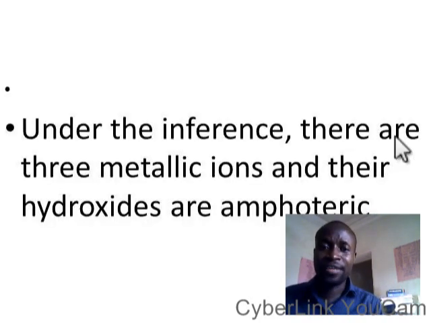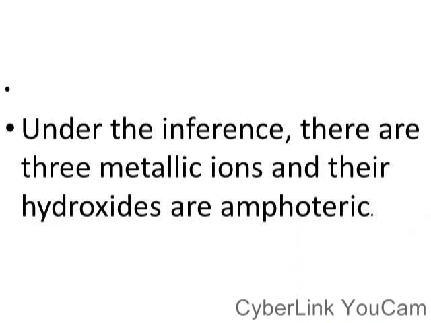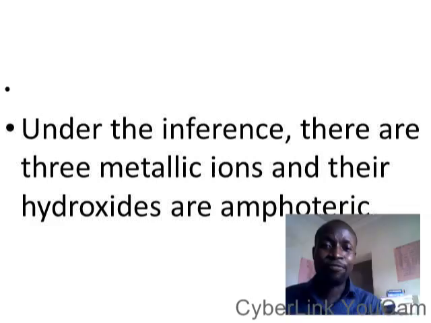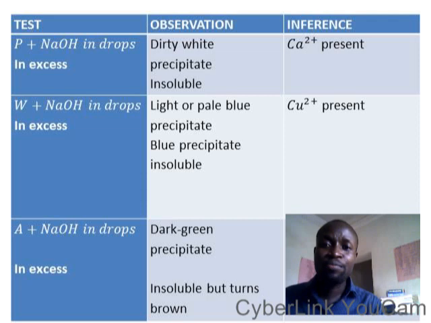Under the inference, there are 3 metallic ions, and their hydroxides are amphoteric. The hydroxides of the three metallic ions under the inference are amphoteric. So please put that on your mind and get it straight down into your heart. Now, what I was explaining earlier is what is here. Now, you take note as we watch this in the next video.